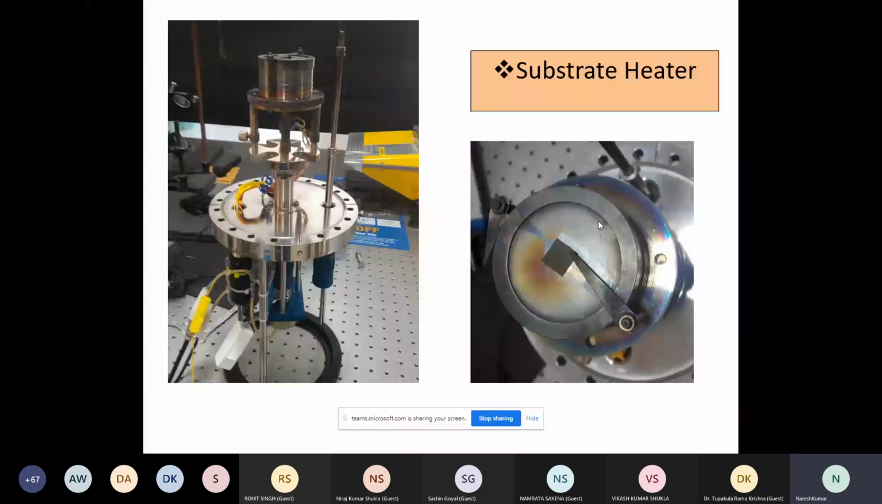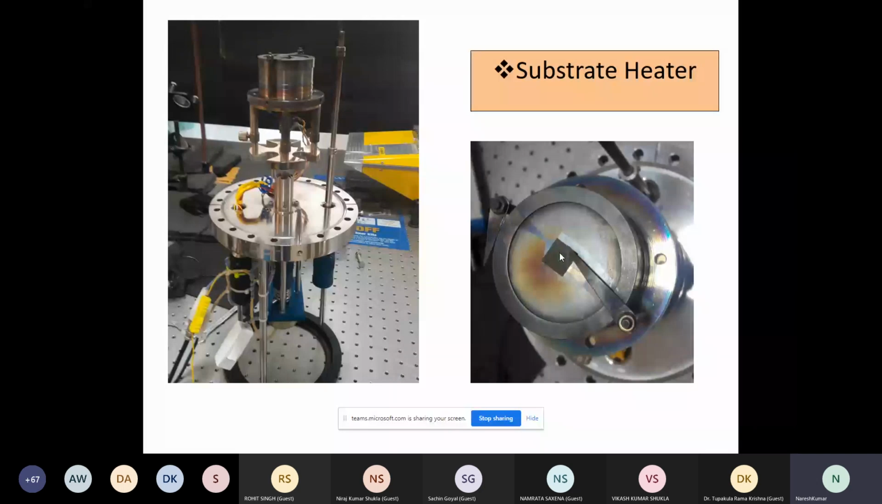Number one, my substrate has to be mounted properly, otherwise it may fall down. Secondly, I need to mount this substrate in a region where my plasma is uniform, so that the thickness of the film is uniform. Otherwise, uniformity of the film thickness is a very critical issue in PLD.